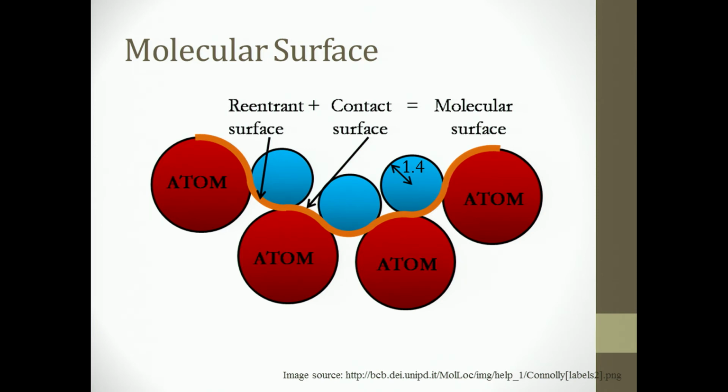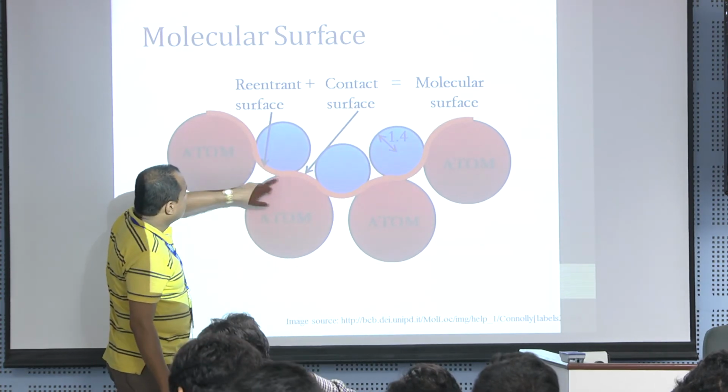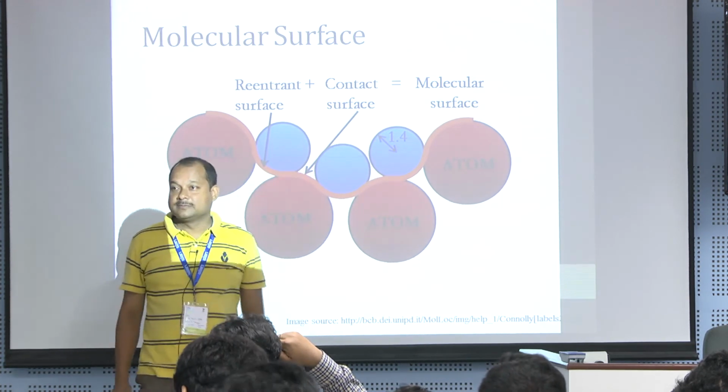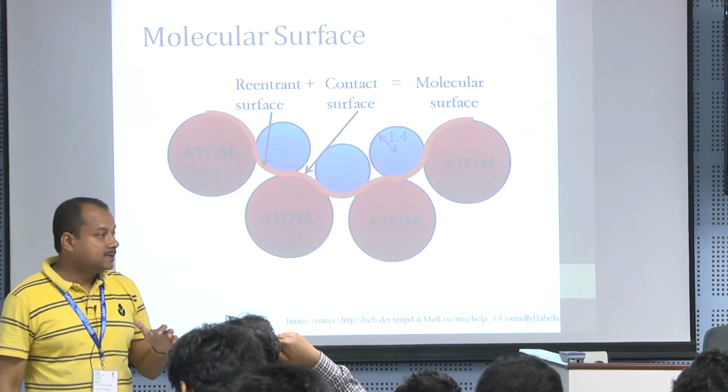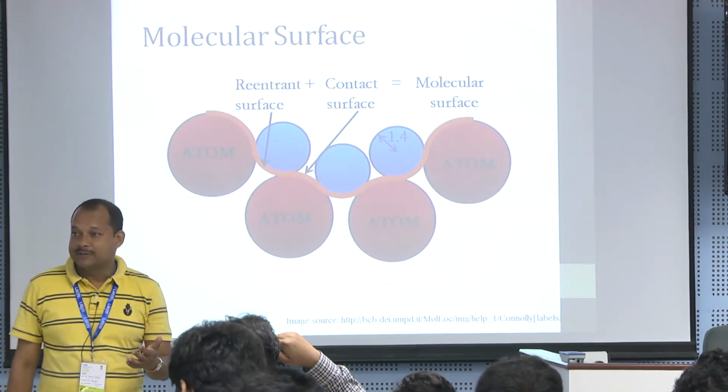If you roll it over this, what will happen? In some positions this surface will be in contact with this surface, and in some positions it will not be in contact, right? So we get some regions where there is contact and some regions where there is no contact. The part where there is no contact is defined as the reentrant surface, and where there is contact, that is the contact surface. Actually, if I wish to measure the molecular surface, it will be the sum of the reentrant surface and the contact surface.